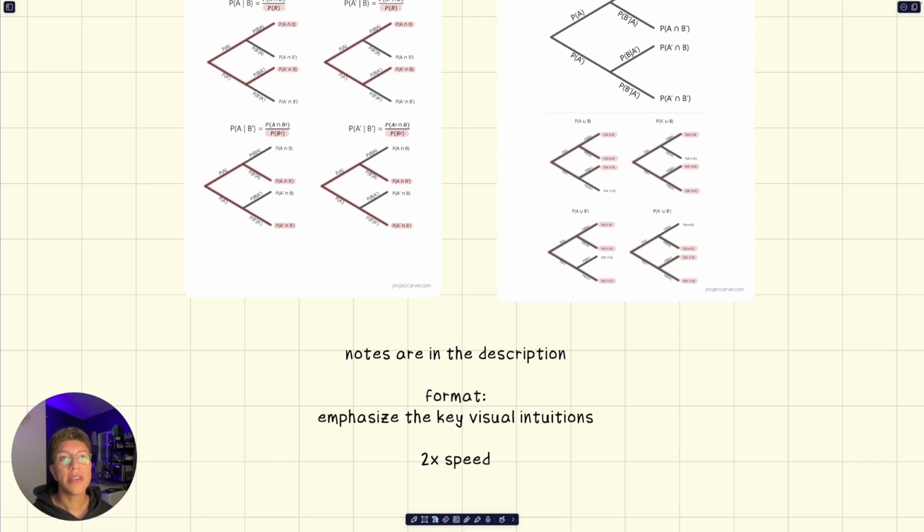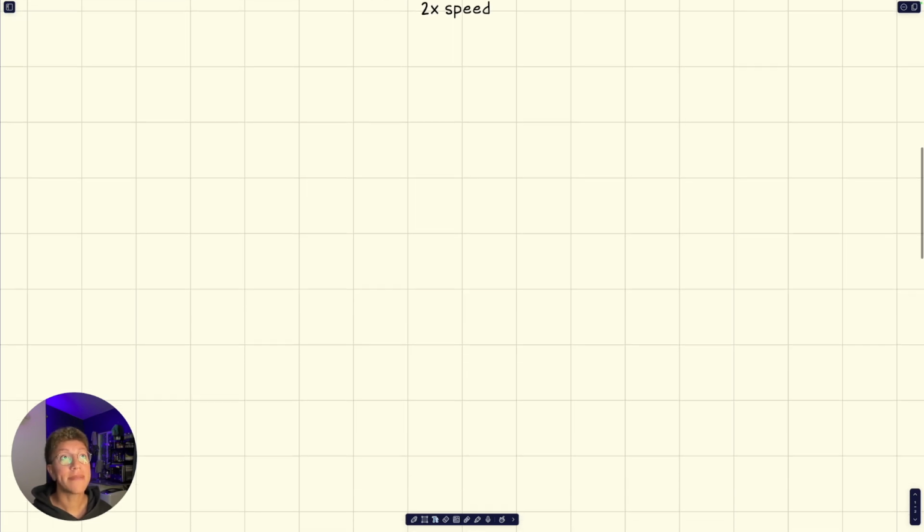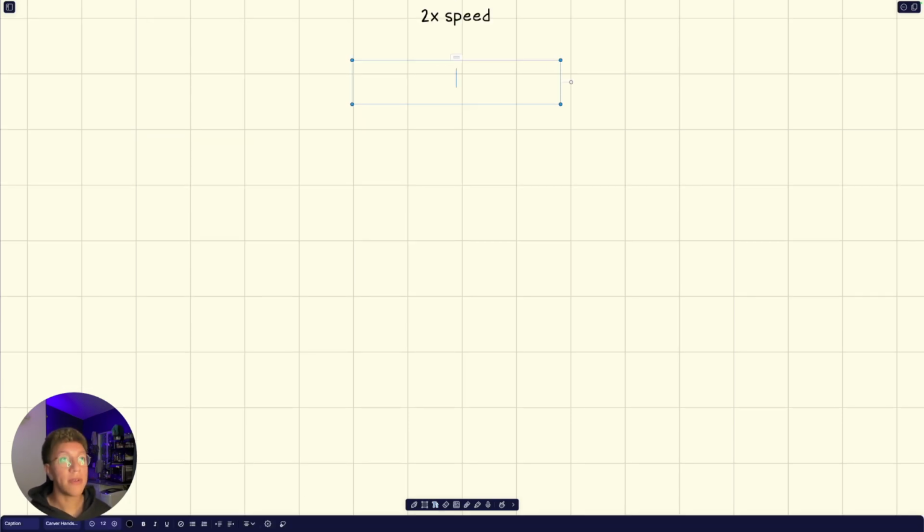Okay, so tree diagrams, where should we start? Well, if you remember from Venn diagrams, which we took a look at in the last video, what we want to start off by saying is that for tree diagrams, there's a lot of variations of what a tree diagram can look like. And so what format should we be familiar with?